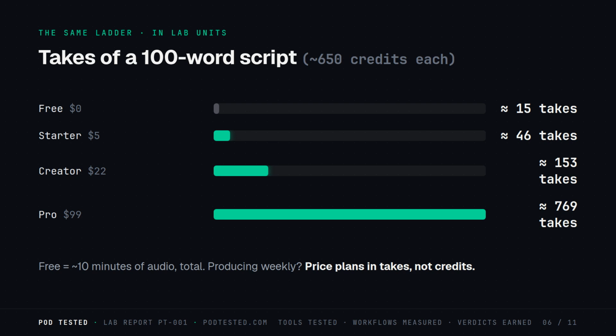Here's the same ladder in lab units, takes of our 100-word script. Free, about 15 takes. That's 10 minutes of audio, total. Starter, about 46. Creator, about 150 takes. Sounds like a lot, until you're revising a 10-minute episode. Pro, about 770. If you're producing weekly, price the plan in takes, not in credits.